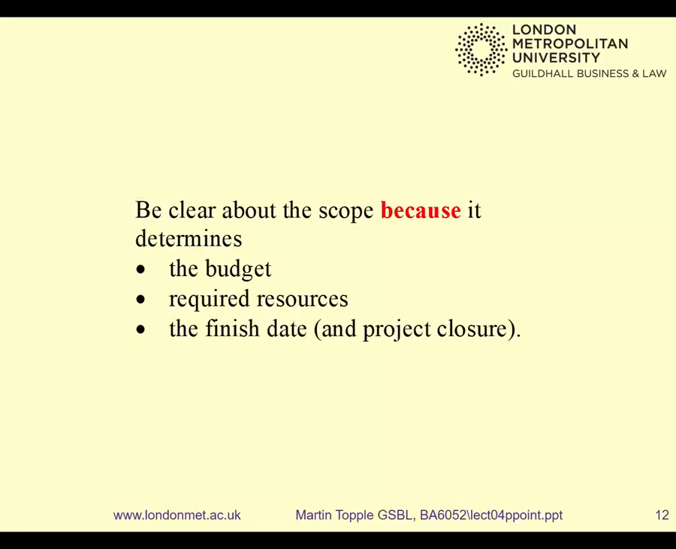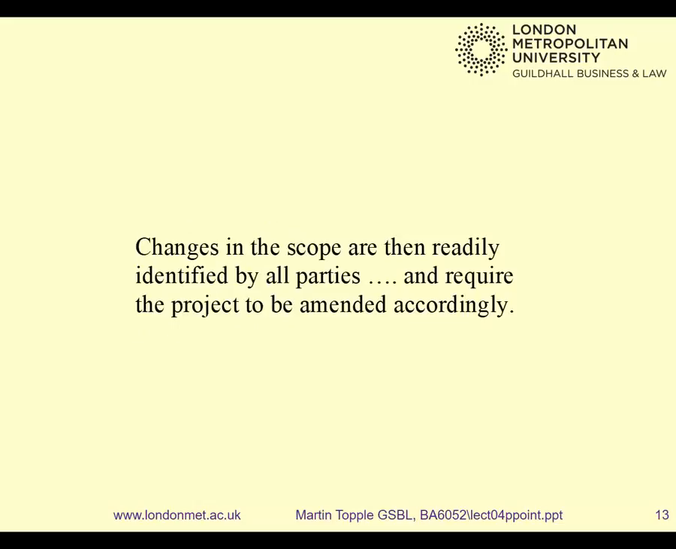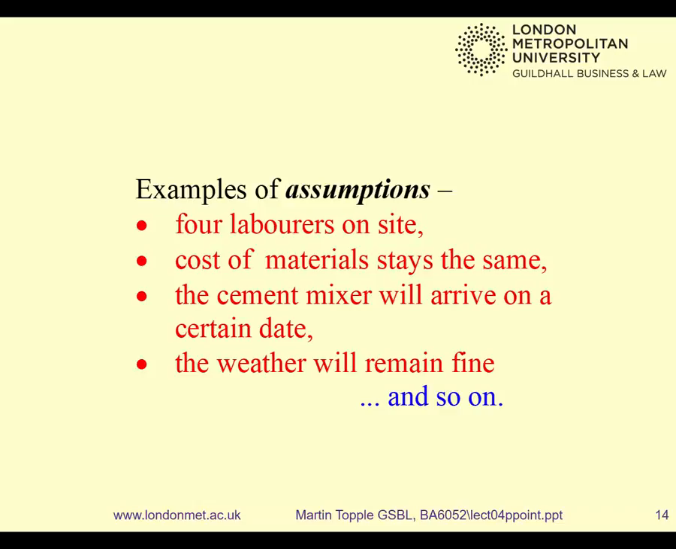But the scope will determine those 3 important things: the budget, the required resources, and the probable finish date. So you've got to get your scope agreed with your stakeholders and your financiers. And then you will have a feasible plan. Now, examples of the assumptions, again, sticking to that example about building a house, I've written some assumptions there that you might make for that project.